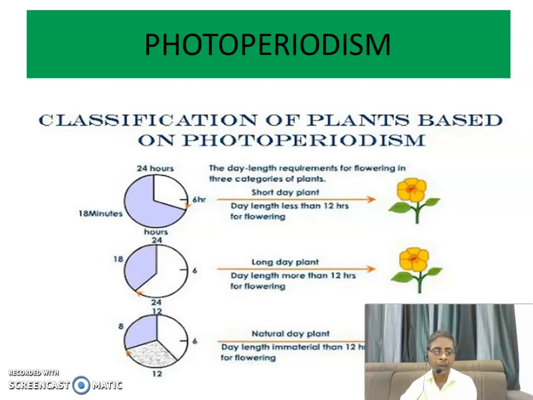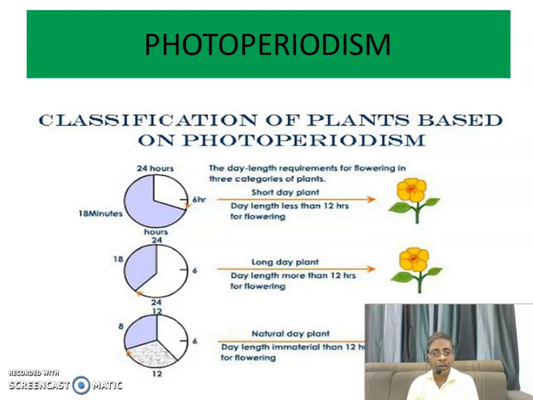Now, based on photoperiodism, the classification of plants based on photoperiodism. There are three types. First, short day plants, second, long day plants, and third, day neutral plants. These are the three types of photoperiodism.